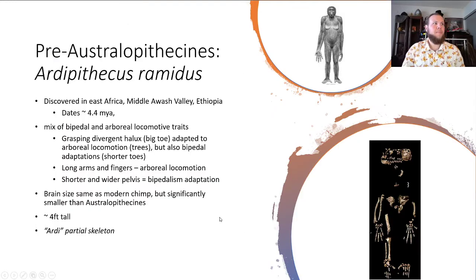The pre-Australopithecine species you need to know is Ardipithecus ramidus. It's discovered in East Africa, which most of them are, in Ethiopia. A lot of species are currently being found in Ethiopia right now.